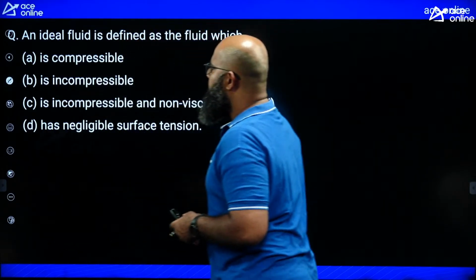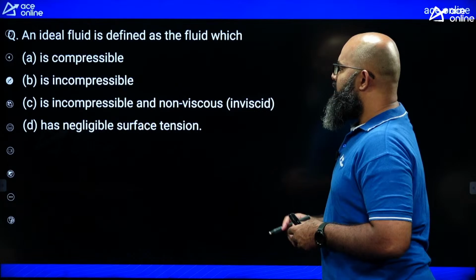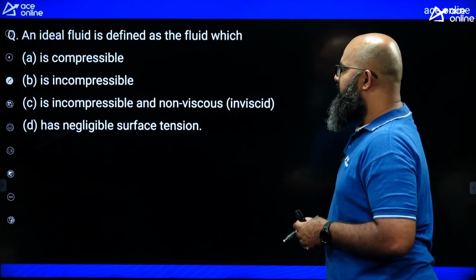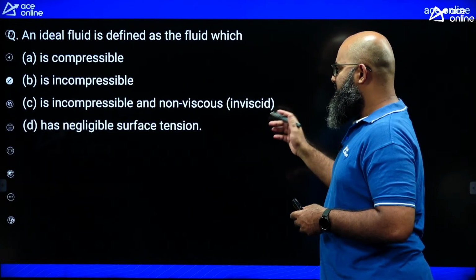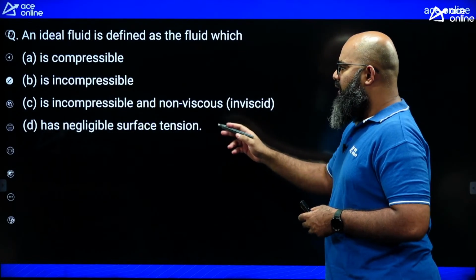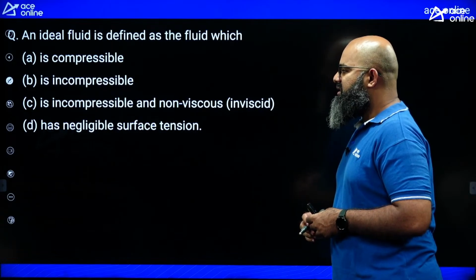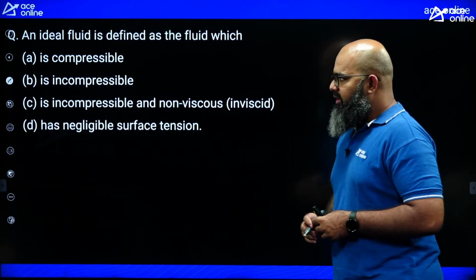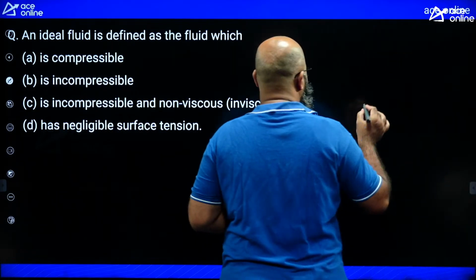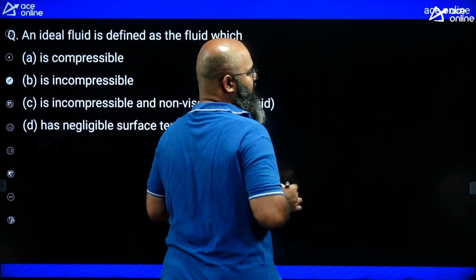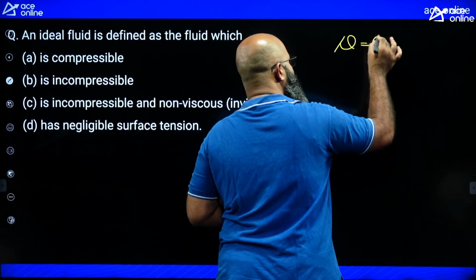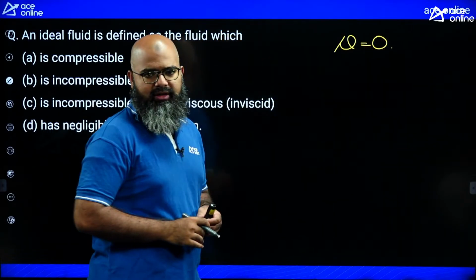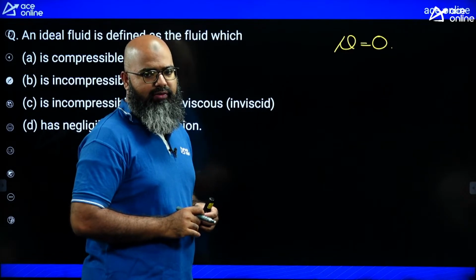An ideal fluid is a fluid which is option A compressible, option B incompressible, option C incompressible and non-viscous, which is also called as inviscid, option D it has negligible surface tension. Ideal fluid basically is coming from the concept of viscosity only. Any fluid whose viscosity primarily is equal to 0 is known as ideal fluid. This is a primary property of ideal fluid.